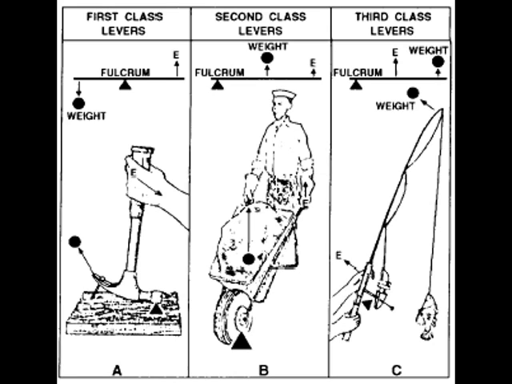An example of a third class lever is lifting weight with your forearm. The fulcrum is a pivot point, which is your elbow. Your forearm is the effort, and your hand holding the weight is the resistance.